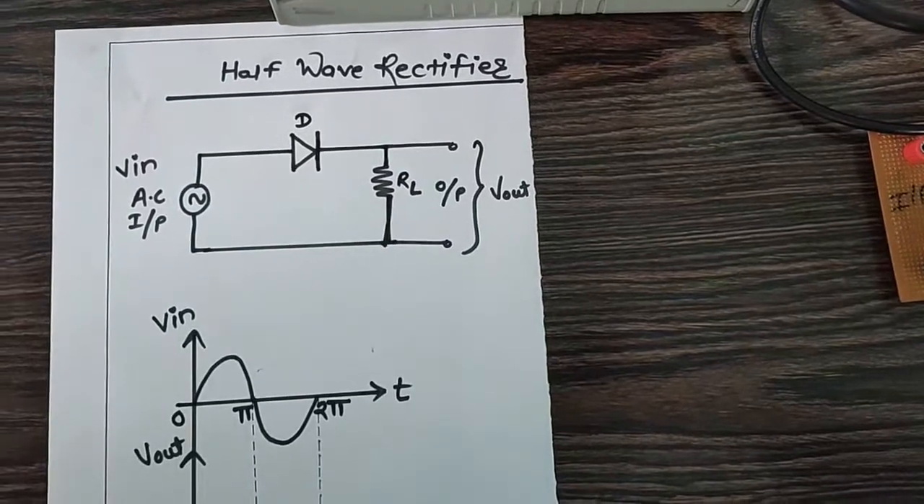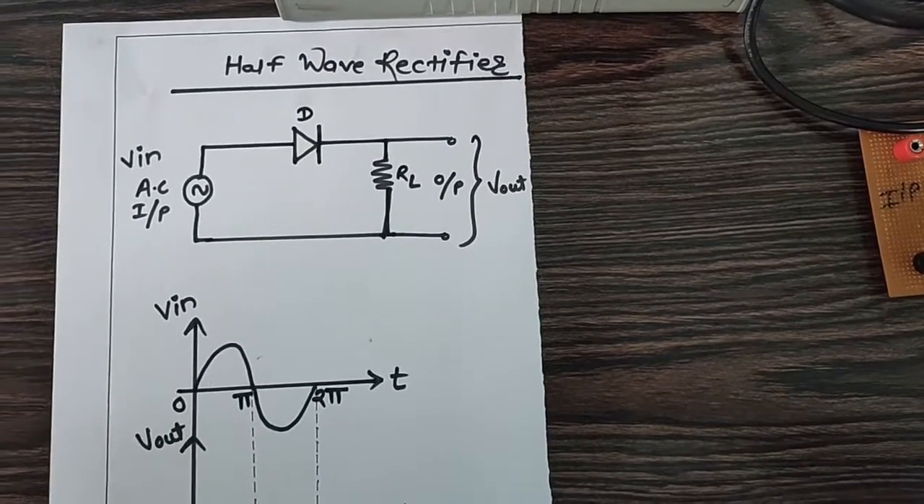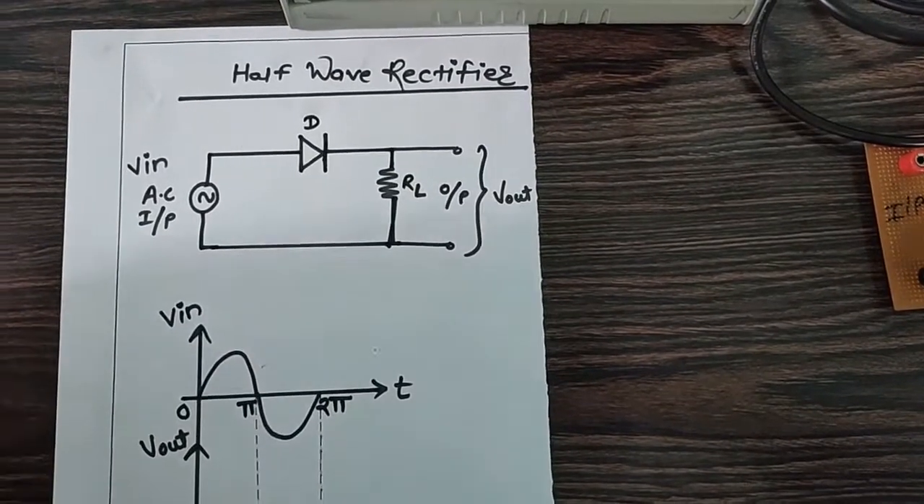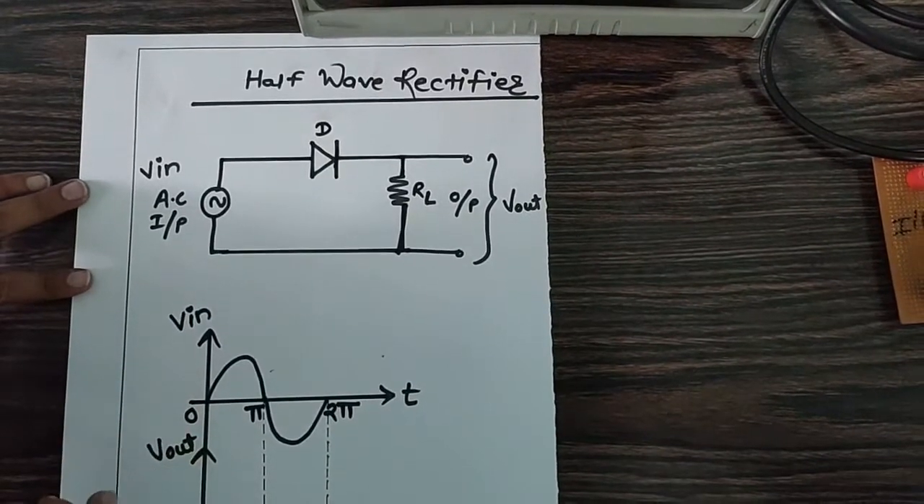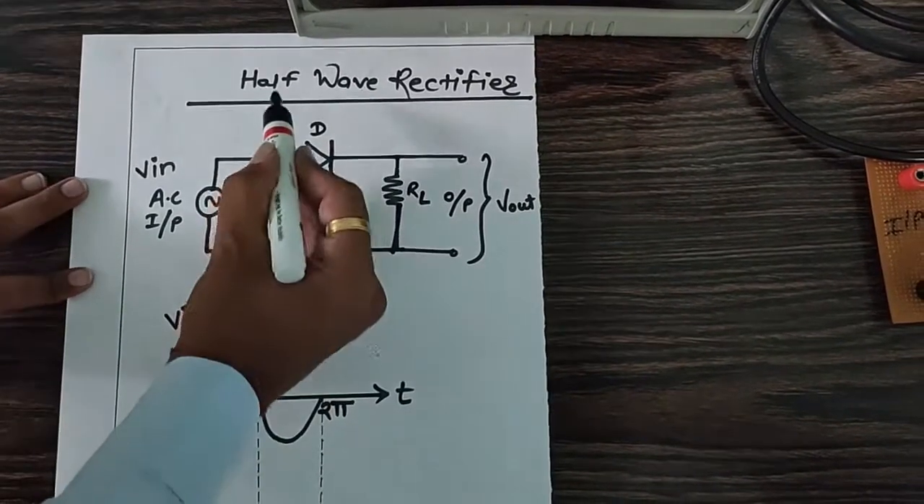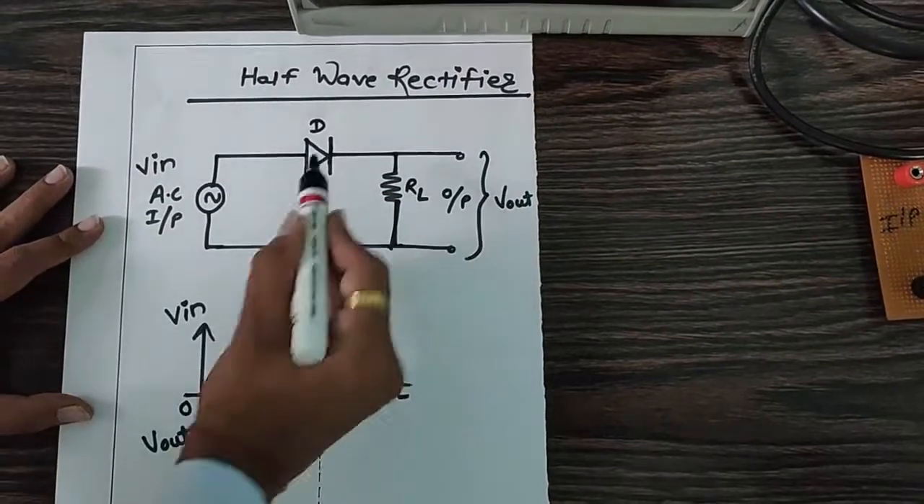Hello friends, in this practical we will cover the fourth practical, that is the rectification. As we know, there are basically two types of rectifiers, that is half wave rectifier and full wave rectifier. Now in this practical we will cover the first type of rectifier, that is half wave rectifier. Now this is the circuitry for your half wave rectifier.